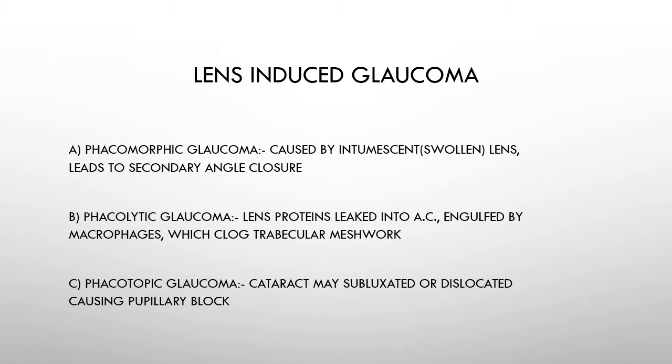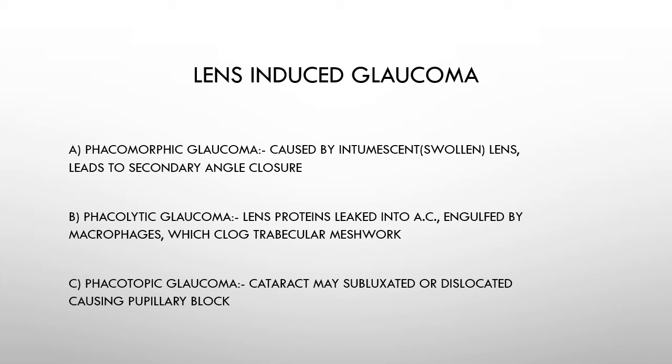Here the lens proteins leak into the anterior chamber. They are engulfed by macrophages because they act as an antigen. When they are engulfed by the macrophages, the macrophages increase in size. They are larger, so they clog the trabecular meshwork and obstruct the flow of the aqueous humor. That will lead to phacolytic glaucoma.